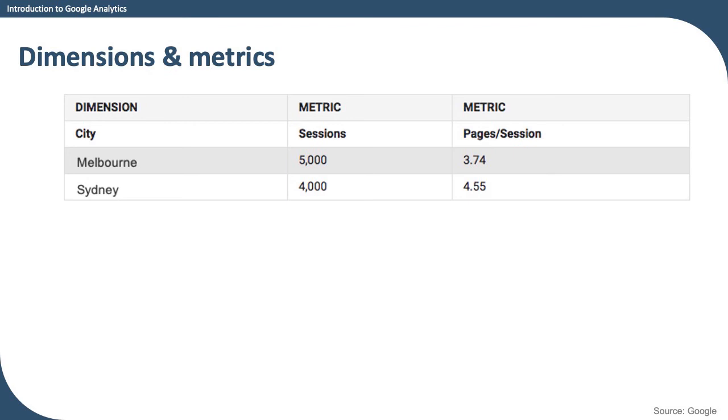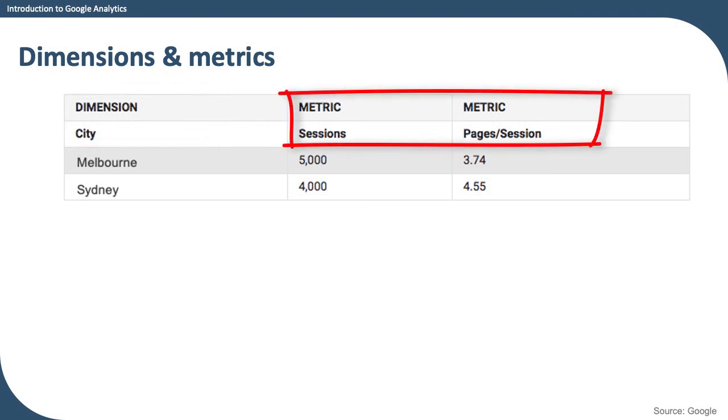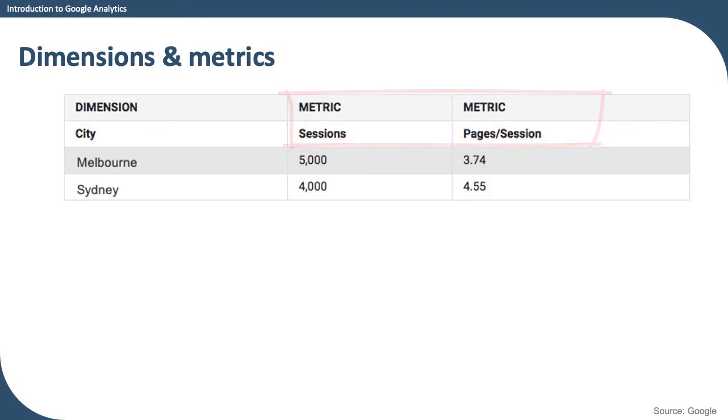Every report and dashboard is made up of dimensions and metrics. Dimensions are the attributes of your data. Here, the dimension city indicates the city, for example Melbourne or Sydney, from which a session originates. Metrics are the quantitative measurements. The metric sessions is the total number of sessions. The metric pages per session is the average number of pages viewed in each session.